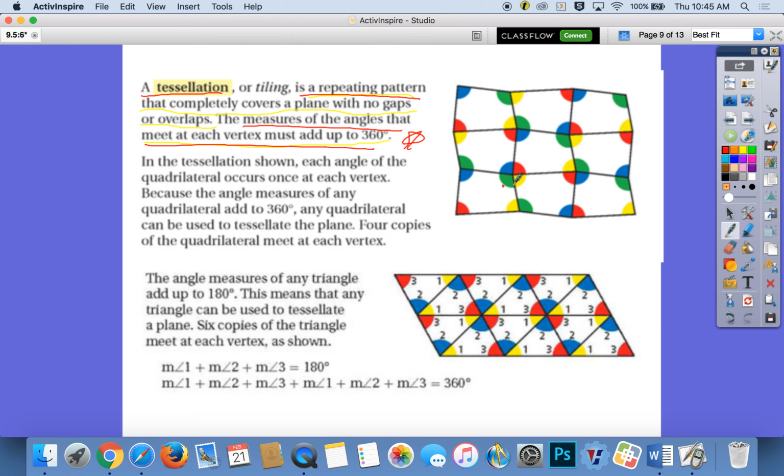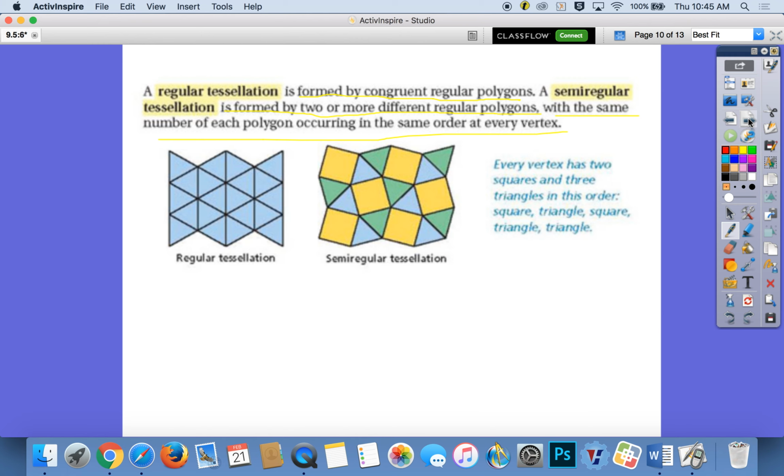The same thing happens here, guys. You have 360 degrees here. Each angle measure added up together is going to be 360 degrees. But I think with the triangle, it's really easy to see. So let's see a couple more definitions, and then we'll see how that 360 comes together. So a regular tessellation and a semi-regular tessellation are going to be some terms for y'all to know.